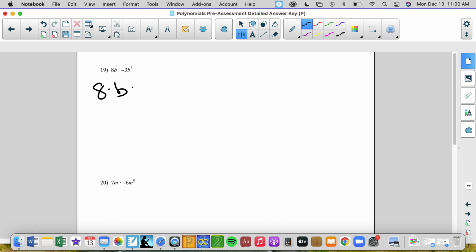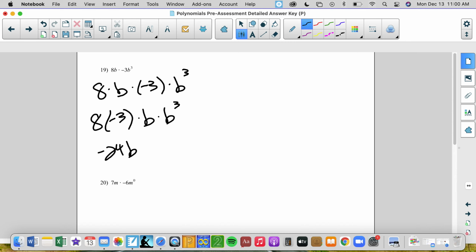8 times b times negative 3 times b to the 3rd is 8 times negative 3 times b to the 3rd. Now this is where students, 8 times negative 3 is negative 24. That's the easy part. But this is b to the 1 plus 3. There's an invisible 1 here. So we have to represent it. It has to have a value. Negative 24b to the 4th would be your answer.